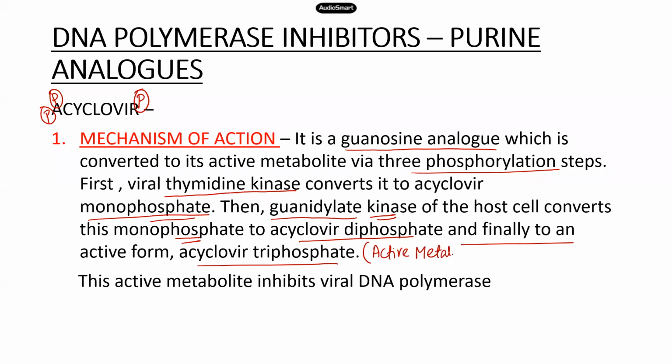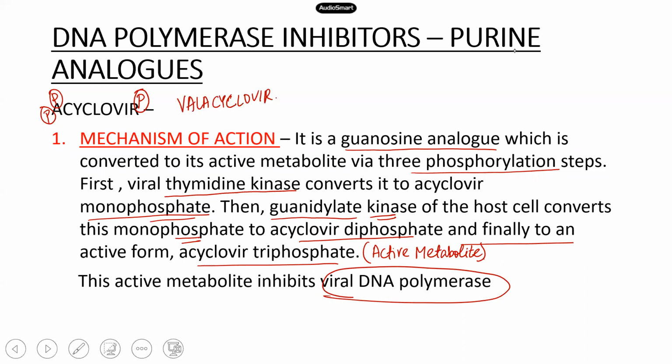And as we have already discussed in the previous slide, this active metabolite acts by inhibiting the viral DNA polymerase. So this is how acyclovir acts. Other drugs of this family, like valacyclovir and ganciclovir, also possess the same mechanism of action.